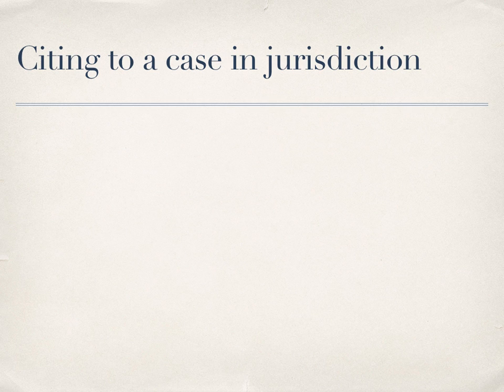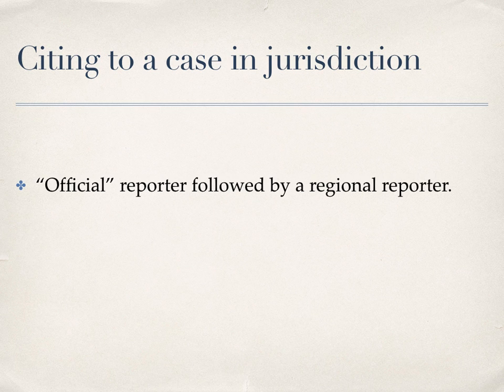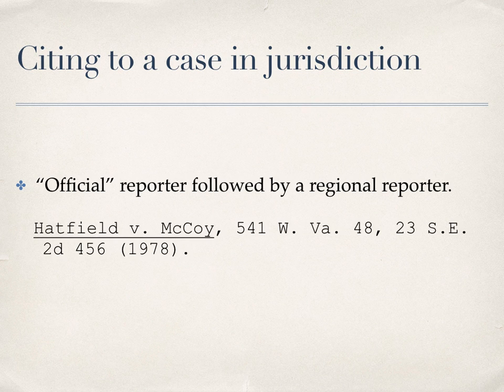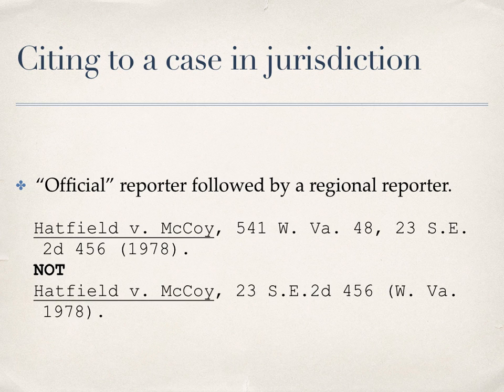Okay, so let's unpack this rule a little bit more. Let's assume that we're citing to a case in our jurisdiction. So what does this mean? It means you're citing to, say, a North Carolina case in North Carolina. You would use your official reporter for that jurisdiction, followed by the regional reporter. In this example, from West Virginia, we have the Hatfields versus the McCoys. I listed the West Virginia reporter first, W. Va., and then my regional Southeastern reporter second. Notice it's not what we did when we were citing for cases in a memo or outside of court.